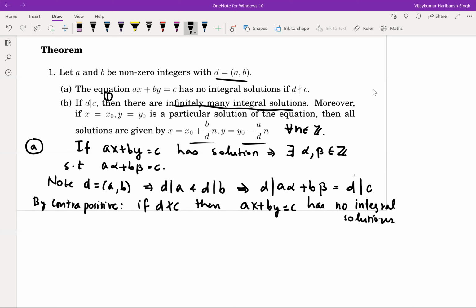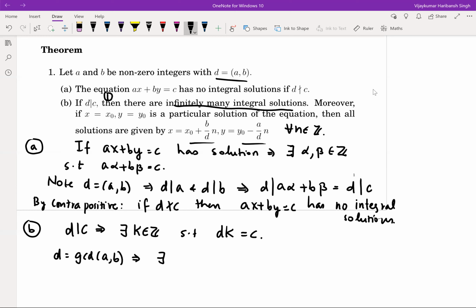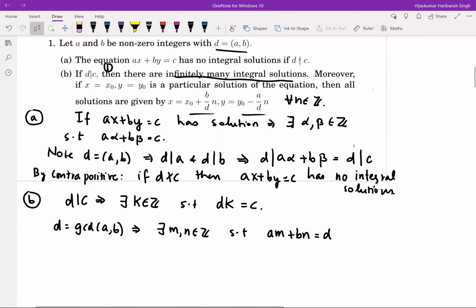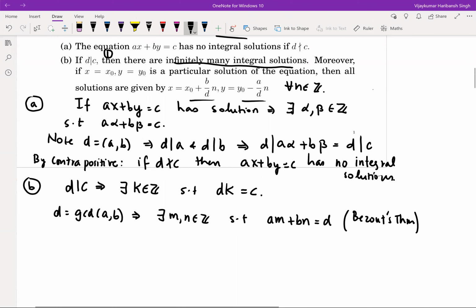So let's prove that. If D divides C, this implies there exists K belonging to Z such that dk equals C. Now, D is the GCD of A and B. This implies there exist two integers, let's say M and N belonging to Z, such that AM plus BN equals D. There already exist integers M and N such that AM plus BN equals D. You can call this a consequence of Bezout's theorem.